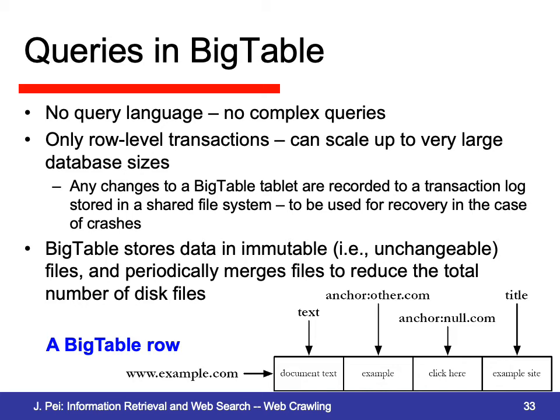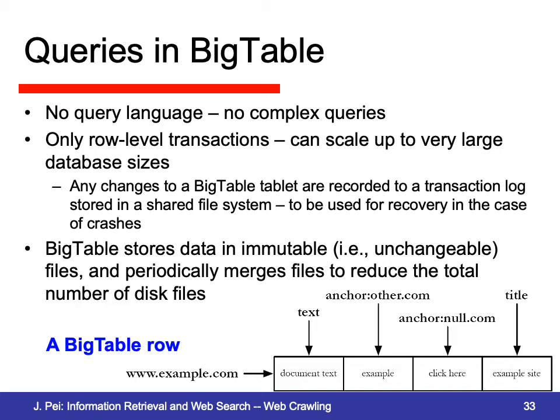And then, according to the storage of the data and also the similarity of the data, they build different blocks. Multiple attributes of multiple tables can be clustered together into a block. So on this big table, there are only low-level transactions. Any change to a big table is recorded to a transaction log stored in a shared file system and will be used later for recovery in the case of a crash.